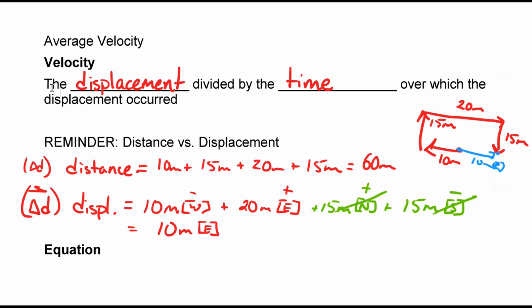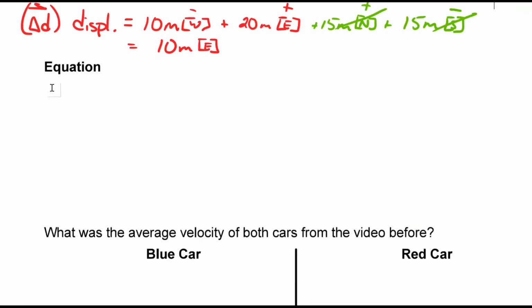Okay, so now let's get back to the velocity formula. The velocity formula is v with an arrow equals delta d with an arrow over delta t. The definitions are in your data booklet, but this is average velocity. Delta d with an arrow is displacement.